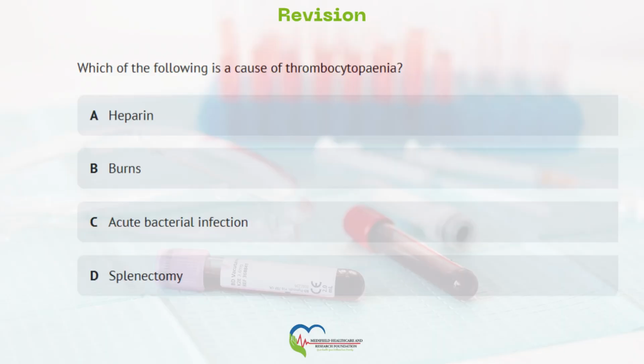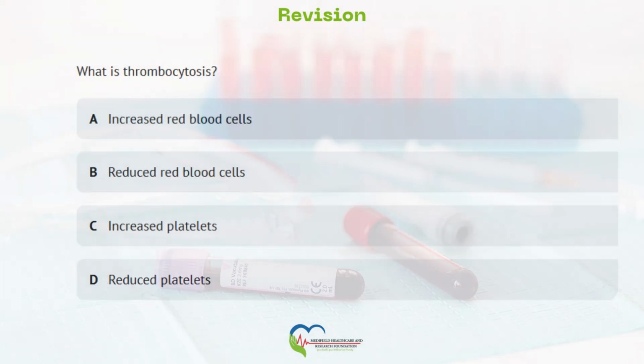The other question here, which of the following is a cause of thrombocytopenia? That is low platelet count. Heparin, of course, yes, that's very simple. Splenectomy, we talked about it. Splenectomy causes high. Bacterial causes high as well. Burns, high, of course, to try and prevent bleeding. You know that. What is thrombocytosis? Surely, what is thrombocytosis? Give me an answer in the comment section.